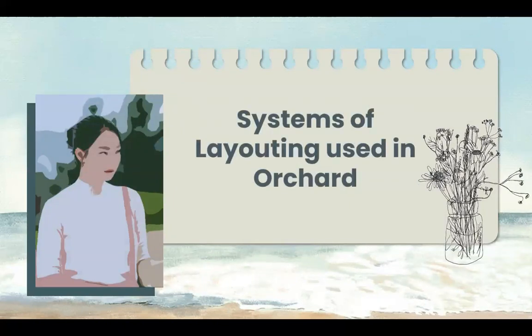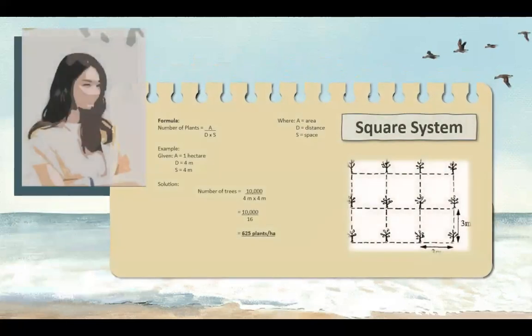Systems of layouting used in orchard. Number one, or the first one, is what we call the square system. In this system of planting, the trees are planted in four corners forming a square, which have equal distance in between rows and in between plants in the same row. As you can see in the picture, we have a problem.